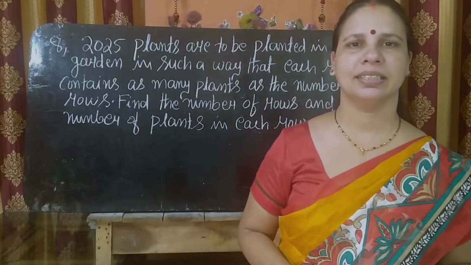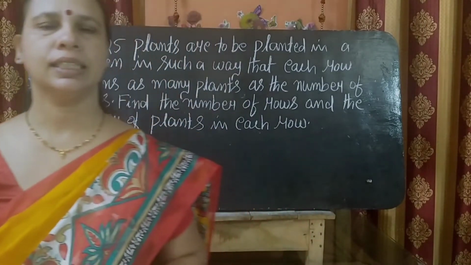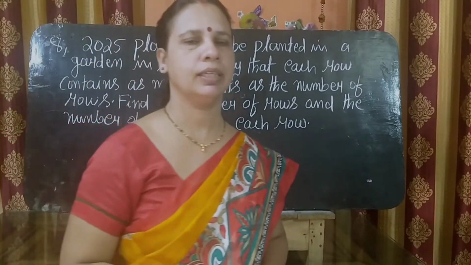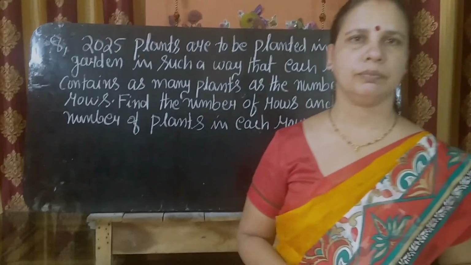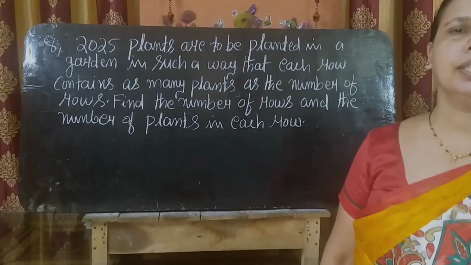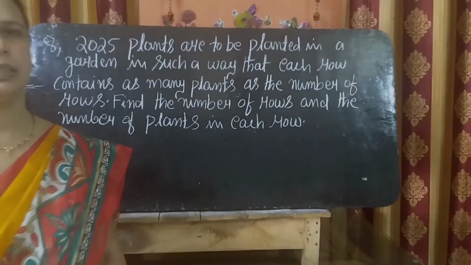Good morning, students. In the previous class, we discussed what is the least number divided by a given number. We will get a perfect square number. Students, today we can discuss some questions from exercise 6.3.